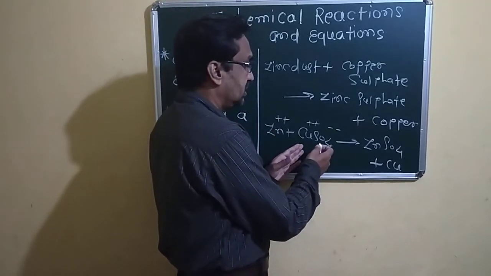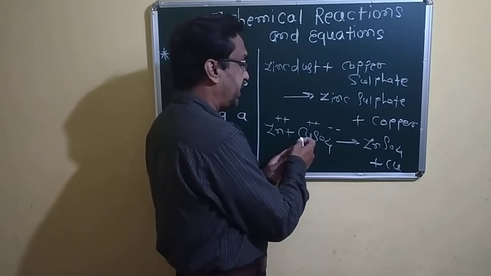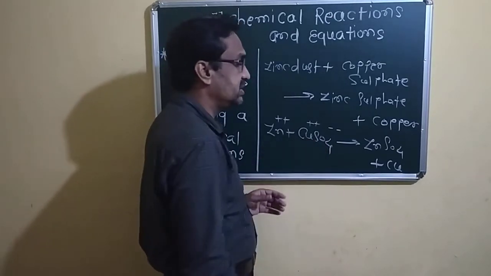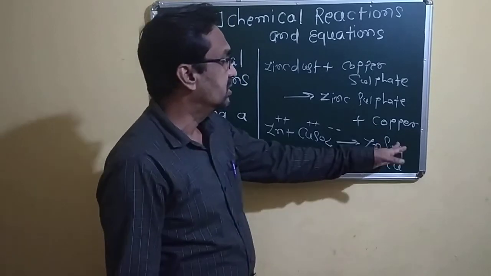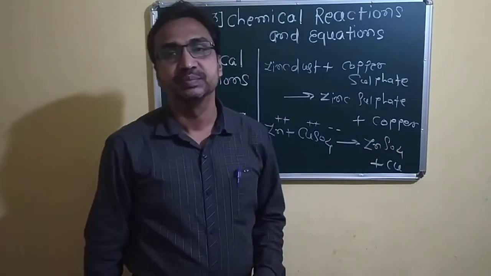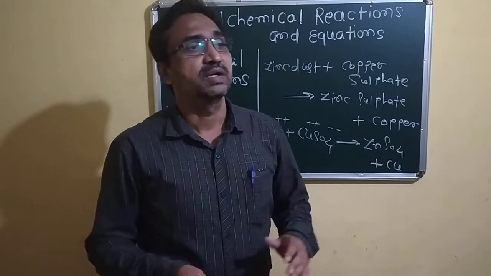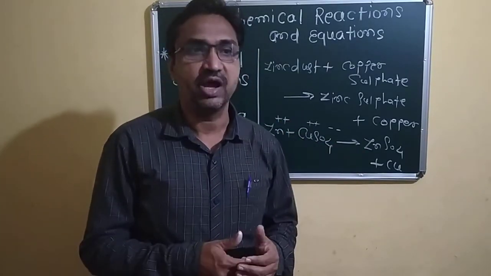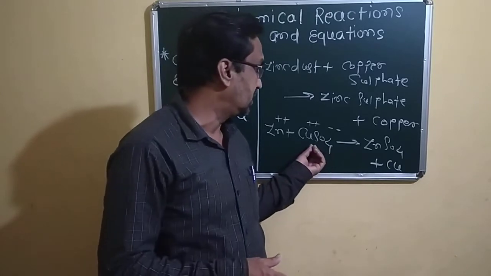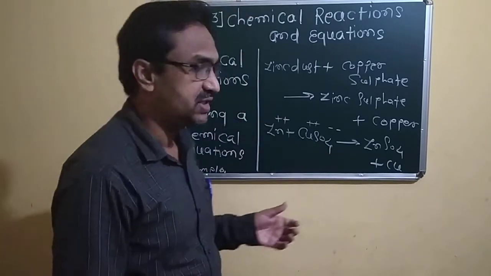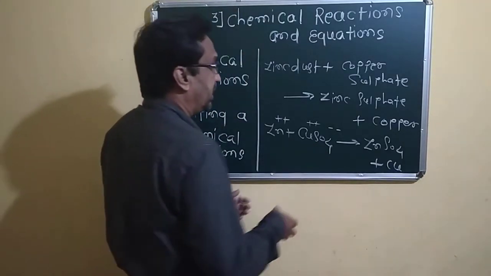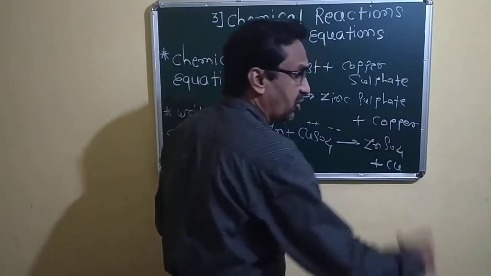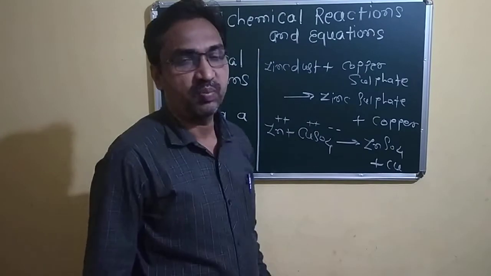These are SO4 radicals and copper radicals, acidic and basic radicals, and they replace each other to form zinc sulfate. This happens when, firstly, they break their bonds, the ionic bond which they had built with each other. After breaking this bond, we have to form a completely new product having different properties.